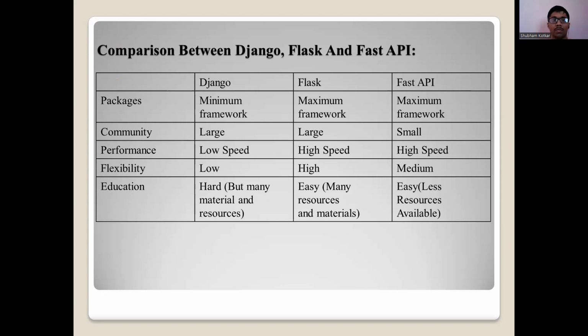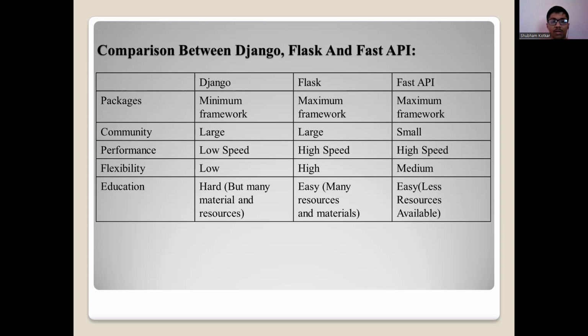This is the comparison between Django, Flask, and FastAPI according to some available information. According to the package, Django has the minimum framework, and Flask and FastAPI have the maximum framework. The community of Django and Flask is very large, and FastAPI's is small.